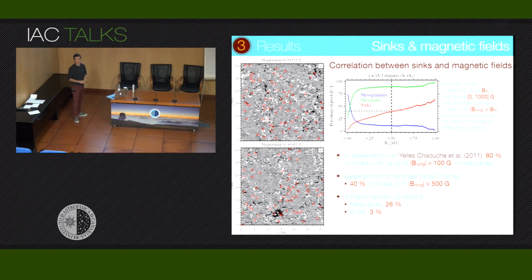This large amount of magnetic fields at sinks is even more impressive if we take into account that sinks only cover 3% of the full field of view, while mesolanes cover 20% of the field of view. So from here we conclude that the strongest magnetic fields are preferentially located at sinks.